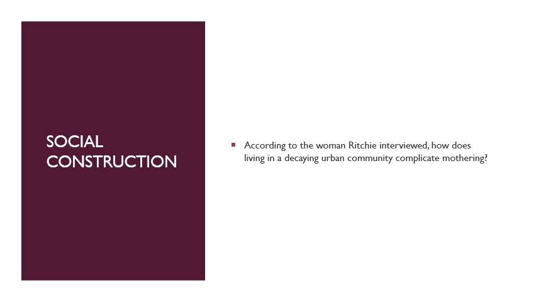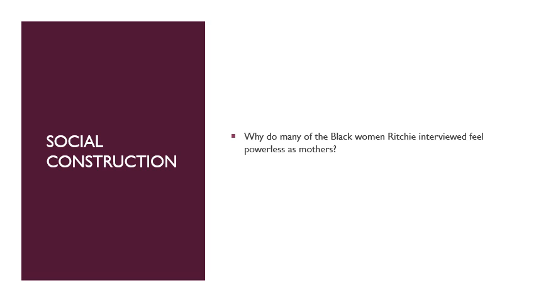So the structural issue that we're talking about here is the decaying urban community. And the individual action that we're talking about here is mothering, specifically mothering as a woman of color, right? So how does that macro level structural problem, social problem, complicate the micro level mothering agenda? The next question I want to ask is, why do many Black women that were interviewed feel powerless as mothers, right? So what is it about both the macro level structural issues and the micro level structural issues that create this sense of powerlessness for women of color who are attempting to mother?